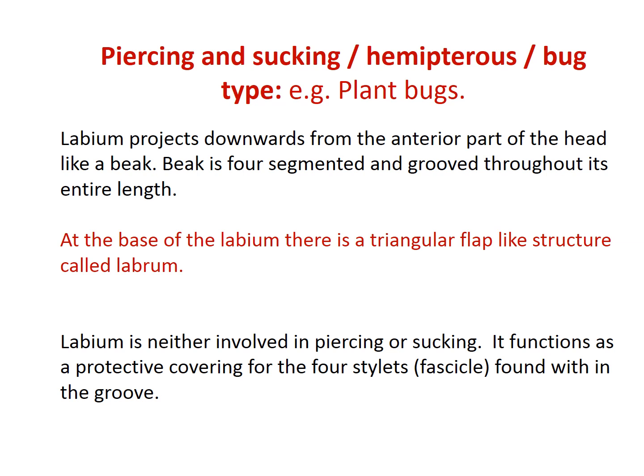First one is the piercing and sucking type, which is found in hemipterous bugs which feed on plants by sucking the sap of the plant. Here the labium projects downwards from the anterior part of the head like a beak. So the labium will form a beak. The beak is four segmented and grooved throughout its entire length. At the base of the labium, there is a triangular flap-like structure called labrum. Labrum is neither involved in piercing nor sucking. It functions as a protective covering for the stylets found within the groove.